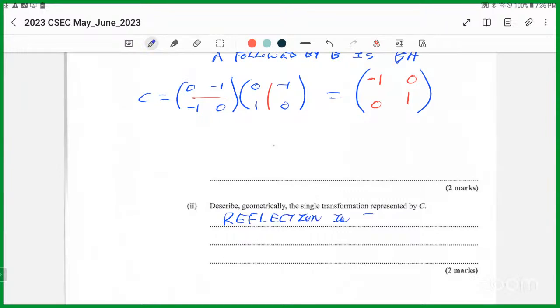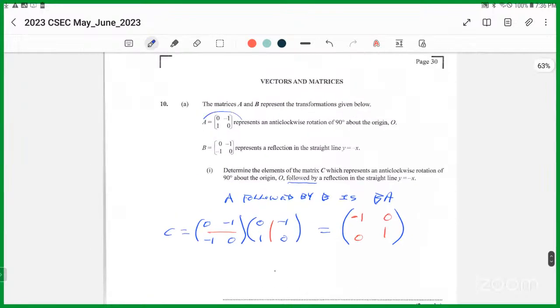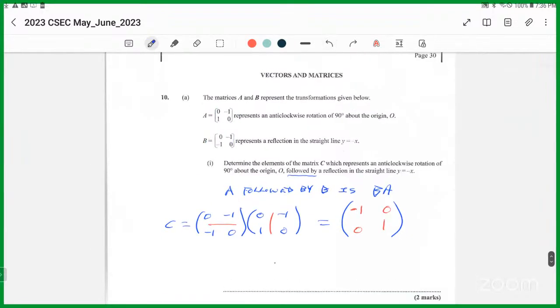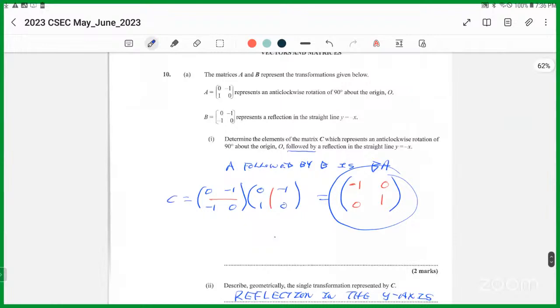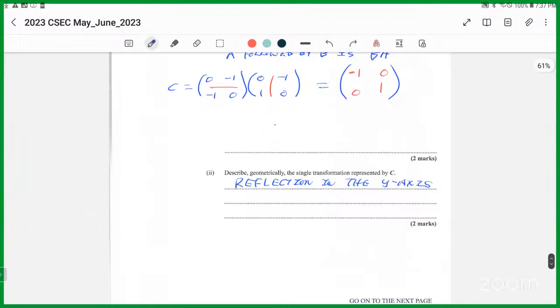Reflection in the y-axis. So in this question, they tell you what two of them are, and the one from the calculation, they are asking you what it is. You still have to know that. They don't want to give you all of it. This one, you have to know what it is. That's a y-axis reflection matrix, so the first entry is negative one. I've been telling you for a long time.